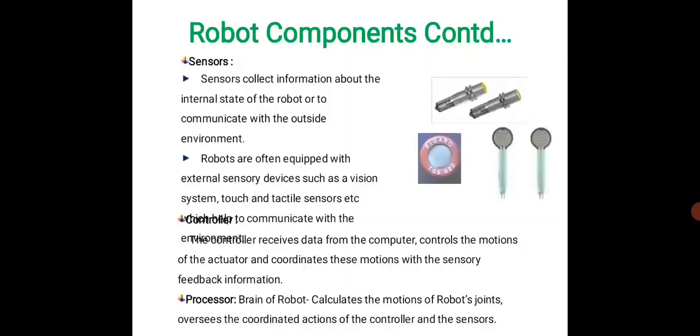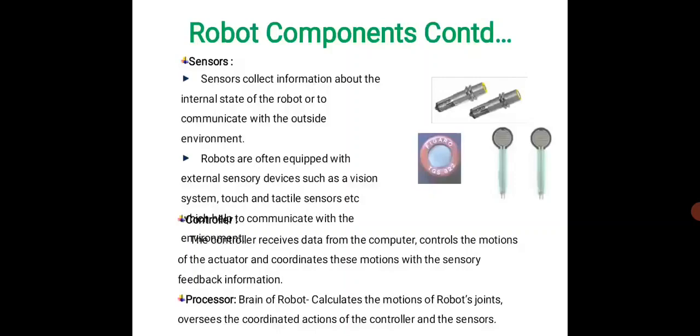And you have the processor, you have the controller. Of course, we know sensors. They collect all the information about the internal state of the robot, and communicate to the outside world. And robots are often equipped with external sensor devices such as vision systems, cameras, touch and tactile sensors. And similarly, you will have a controller, which is nothing but a computer which will control all the motion of the actuators, and it will coordinate this motion with the sensory feedback information. And similarly, a processor forms the brain of a robot.